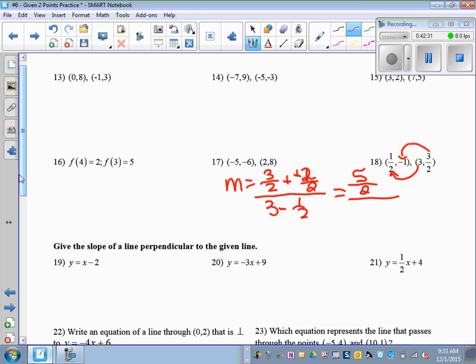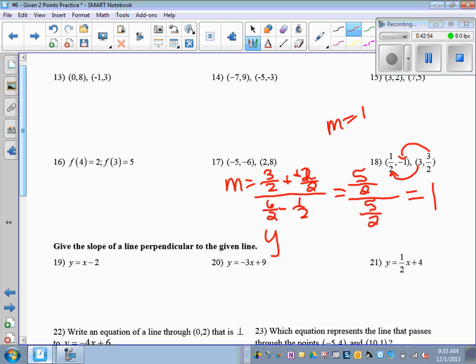3 minus 1 half. Again, we need to get a common denominator. So 3 is the same thing as 6 halves. So 6 halves minus 1 half is 5 halves. Any number divided by itself is just 1. Again, you can use your calculator to help you out with that. So then I have slope is just 1.